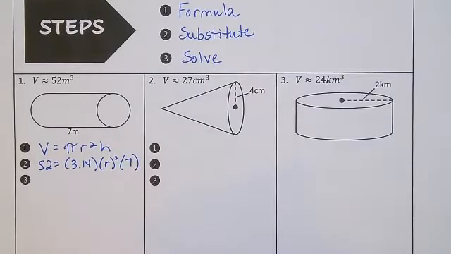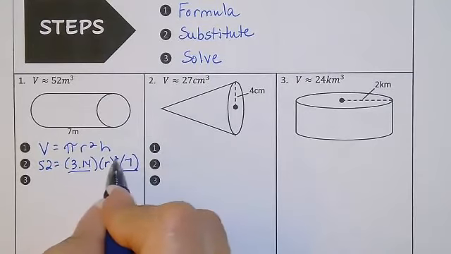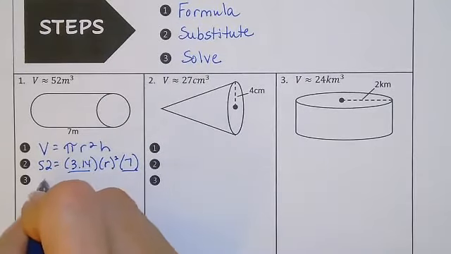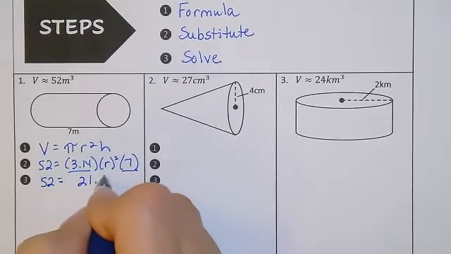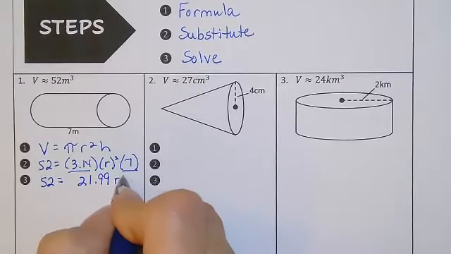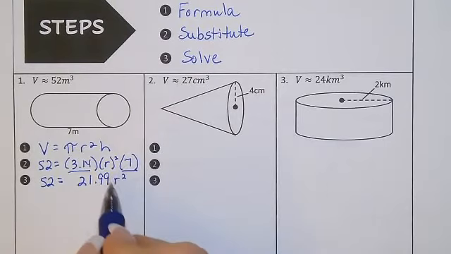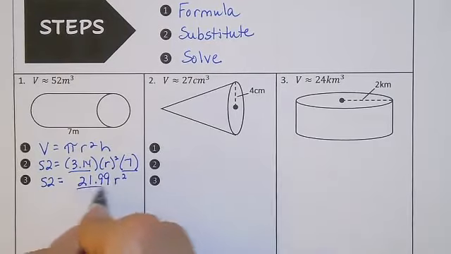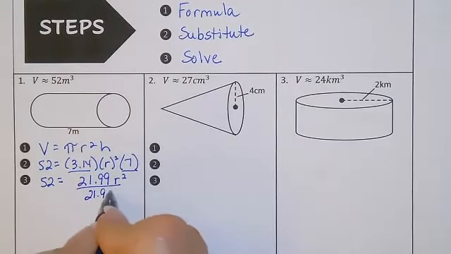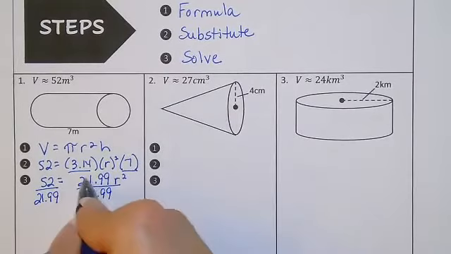Okay, so we've done step 2 and now we're on to step 3. So I am going to multiply these two together since I don't know what my r squared is. And I get 21.99 r squared. Okay, so I need to find what r is. So that means I need to get rid of 21.99. So I'm going to divide both sides by 21.99.